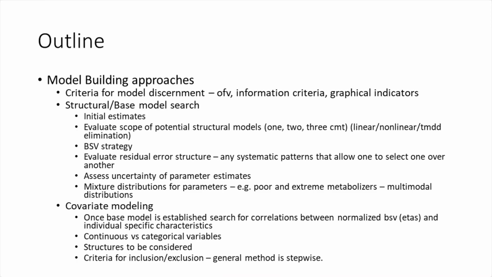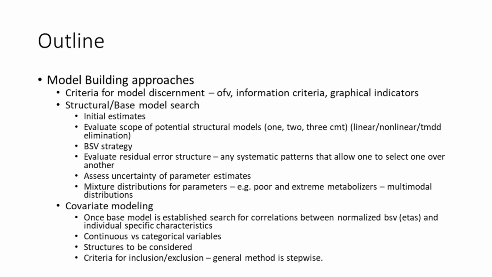So our general outline will focus on model building approaches, and this encompasses the criteria for model discernment, things such as objective function value or OFV, information criteria, graphical indicators. Then we consider what a structural base model search looks like. How do we approach generating initial estimates? What is an appropriate scope of potential models to explore? For example, 1 or 2 or 3 compartment models, linear, nonlinear, the target-mediated drug disposition-based elimination.